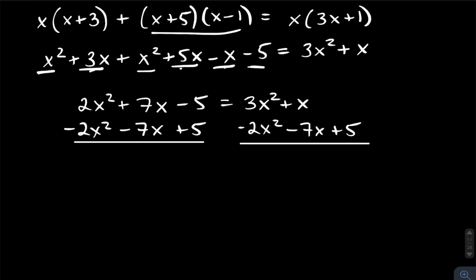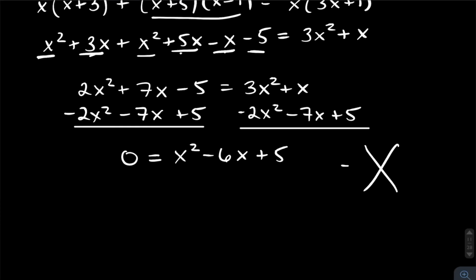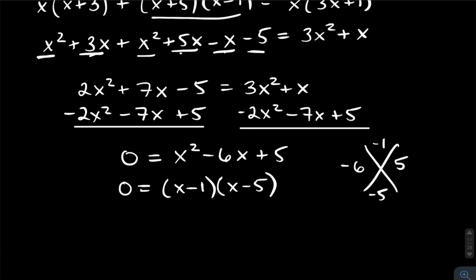So when we do this, we get that 0 is equal to 3x squared minus 2x squared is x squared. x minus 7x is negative 6x. And then we have a plus 5. And from here, we're just going to factor. We need the two things that add to be negative 6 and multiply to be 5, which are negative 1 and negative 5. And so we get that x equals 1 and x equals 5.